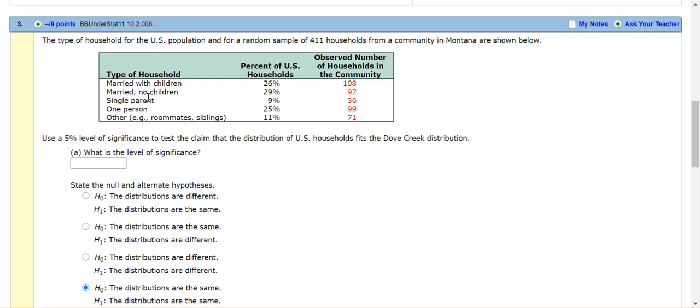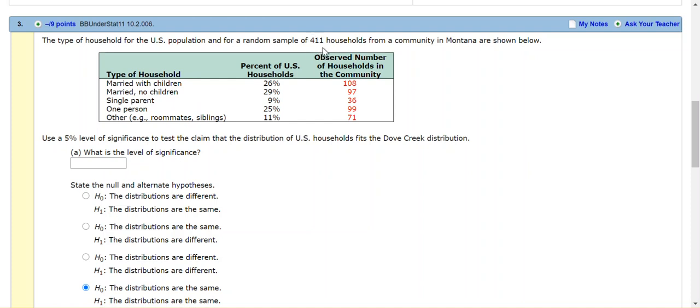So there are these 5 categories. So married with children, married no children, single parent, one person, and other. So in the entire United States, 26% are married with children. In the entire United States, 29% are married, no children, and so forth.